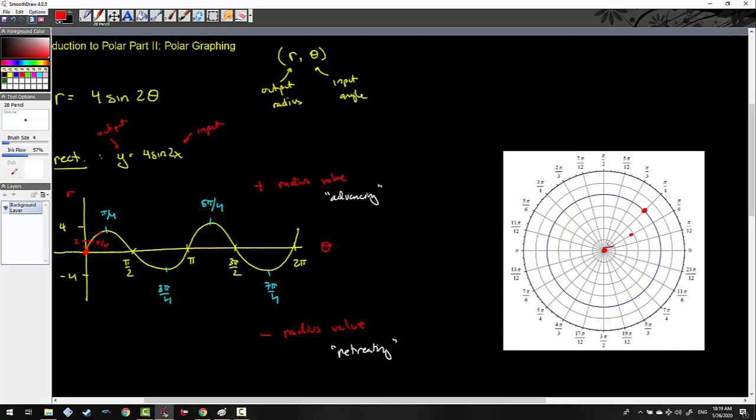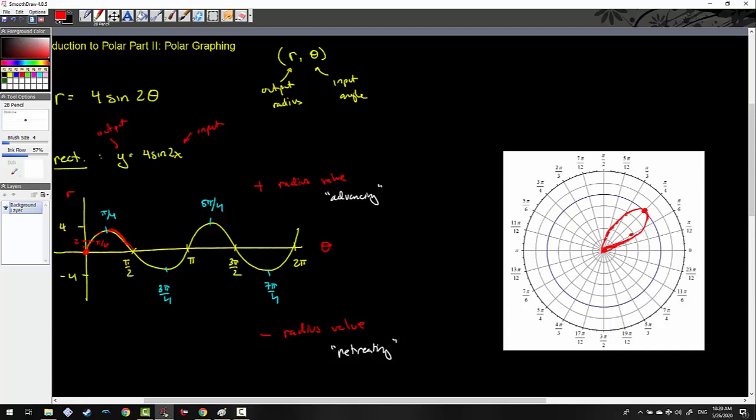So I'm hoping that it makes sense that as your pendulum, not your pendulum, but as your spinner spins up towards the pi over 4, your radius value will extend out in a circular fashion towards that pi over 4. As you move from pi over 4 to pi over 2, it's going to come back down. Your radial value will shrink until it becomes 0. So as you approach pi over 2, your radial value will shrink towards 0. And that's what creates this first little flower petal type figure.